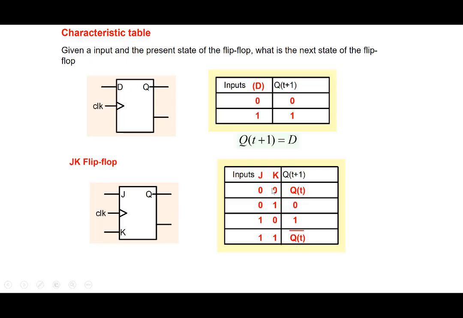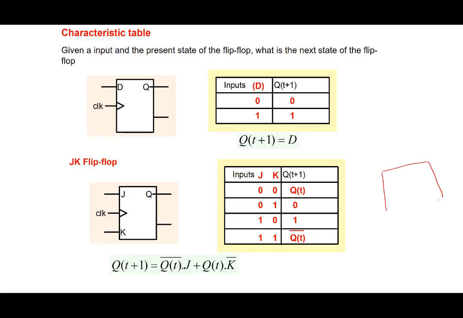Toggles means it flips. So Q(t+1) is Q(t) bar. Initially if it is 0, it will become 1; if it is 1, it becomes 0. So we call it a toggle. It toggles from 0 to 1 or 1 to 0 depending on what its previous state was. And we can describe this particular table using this particular equation here. Basically, we could write a truth table like this.